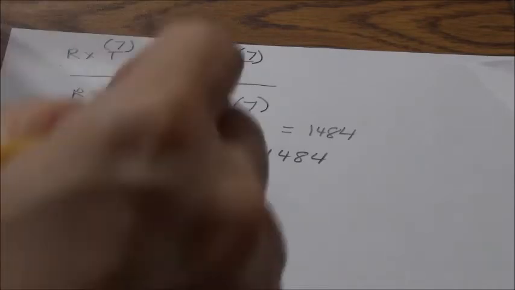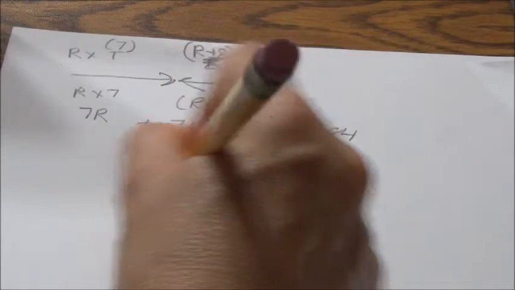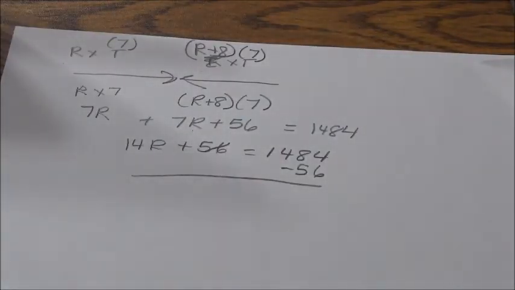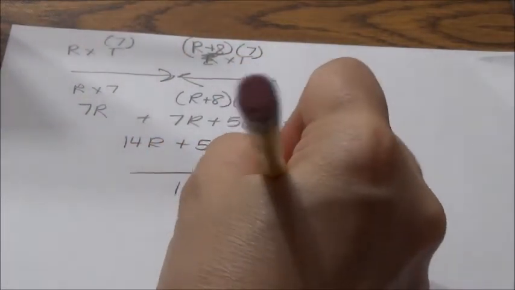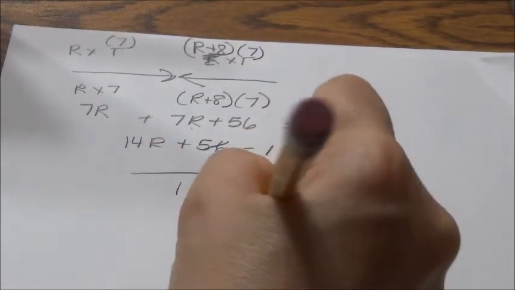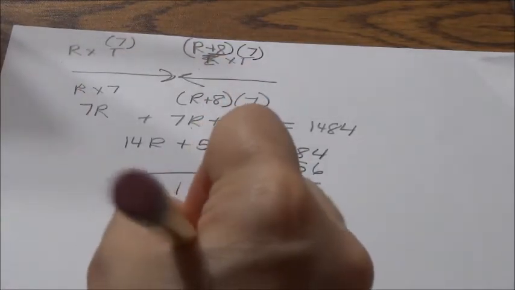And so here I'm going to have to subtract my 56 to move that to the other side. 1484 minus 56 is 1428. So 14R would equal 1428. I'm going to divide by 14. And so R is 102.